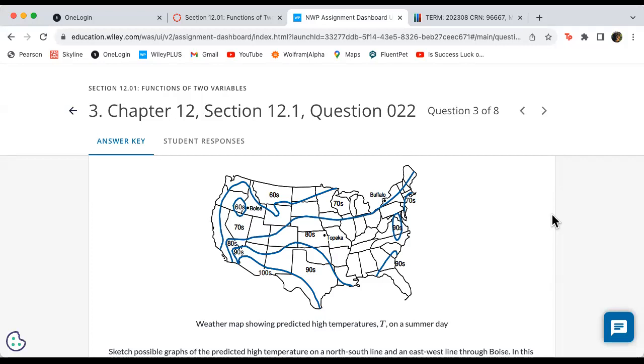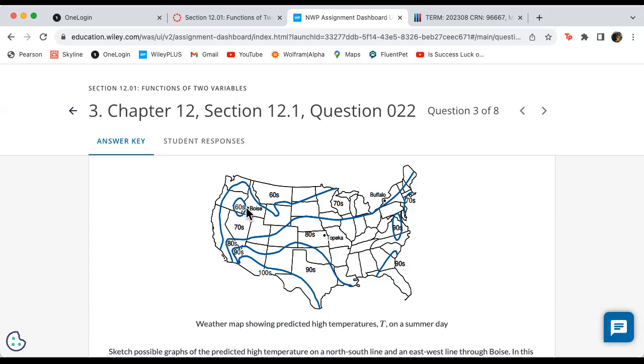So what we do is we draw lines where everything is the same. We look at this map, and we can see this low part right here, in the 60s around Boise. Are the people that wrote this book from Boise? I don't know why they picked Boise, Topeka, and Buffalo. I'm thinking about that too much. We can see that down here is where it's in the 60s.